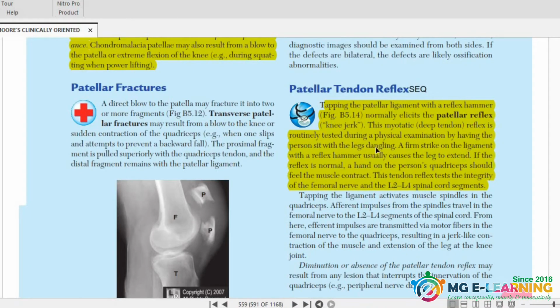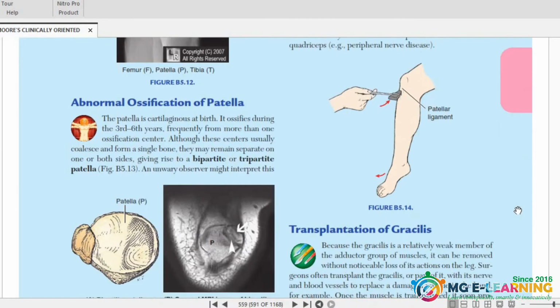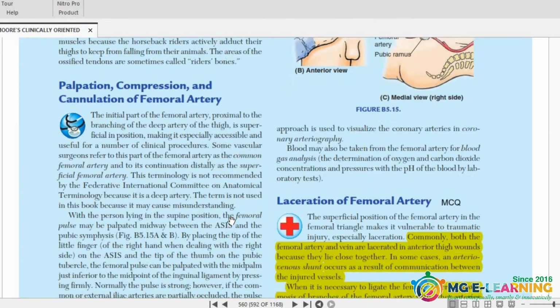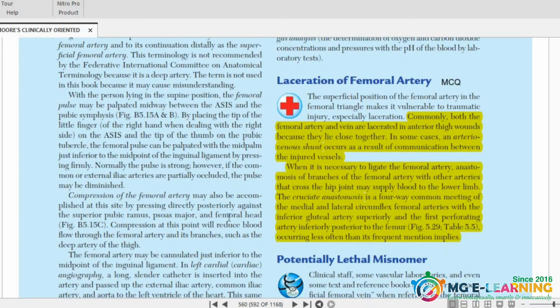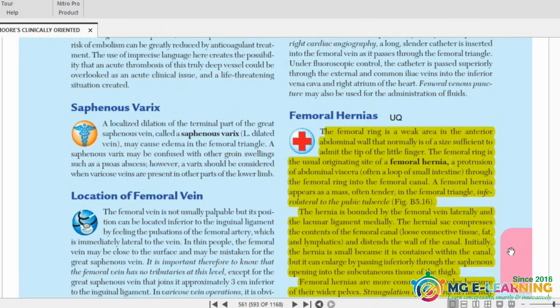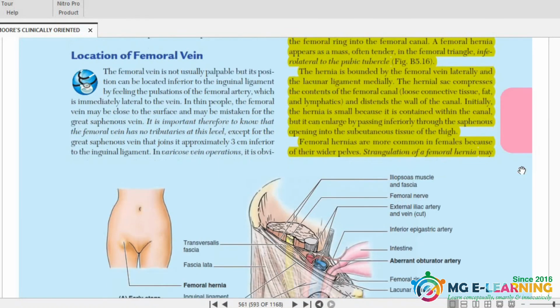Patellar tendon reflex, it is important from the MCQ and SCQ point of view. Groin pull, it is also important from the MCQ point of view. Laceration of the femoral artery, it is important from the MCQ point of view. Next one is the femoral hernia. It is very important from the LAQ point of view. You have to know how hernia is formed and why it is common in females.